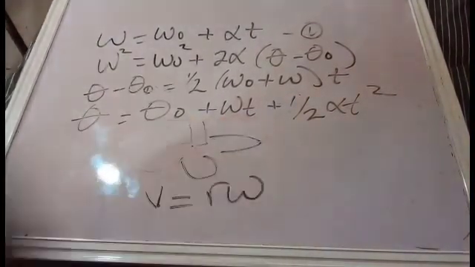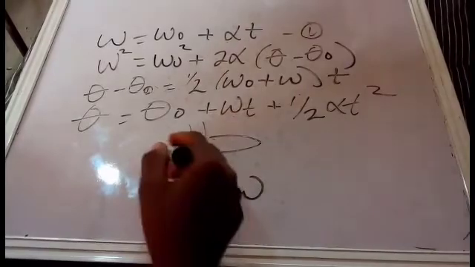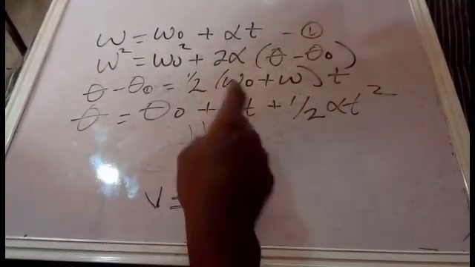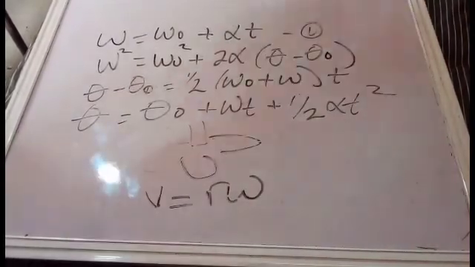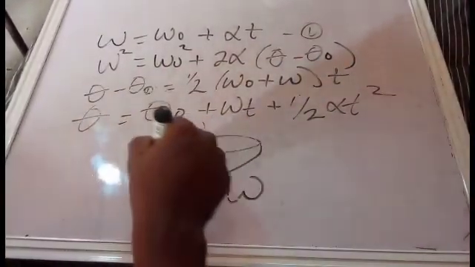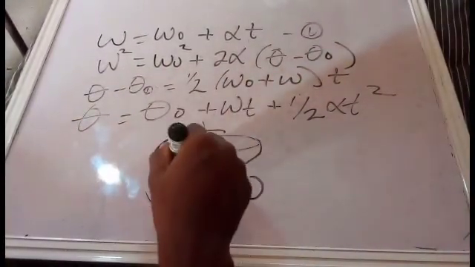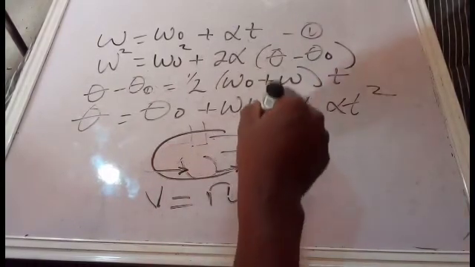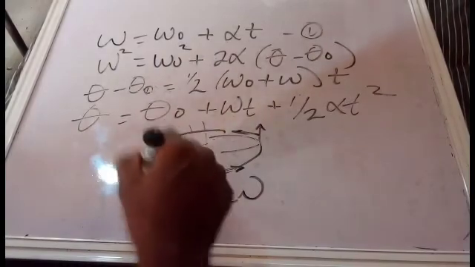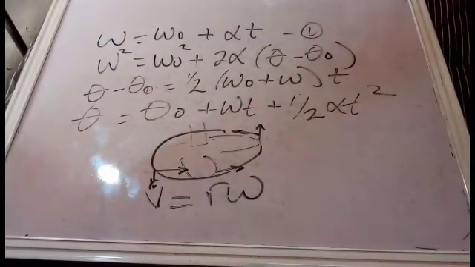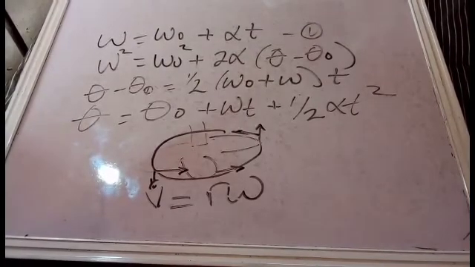v is equal to rw. Now we have the angular one which is coming this way, and we have the one which is going tangential to the circle. If you have something like this, there's a speed coming tangential to the circle. So we want to find this linear speed at that particular instant of time.